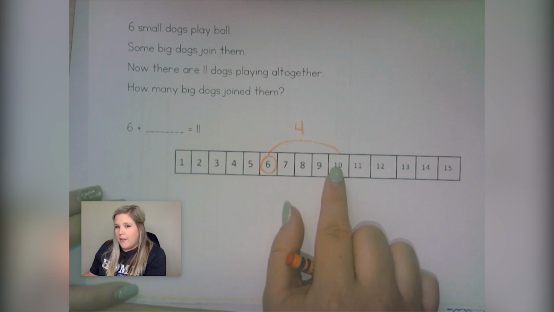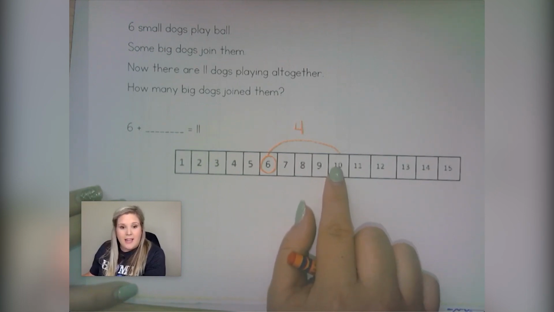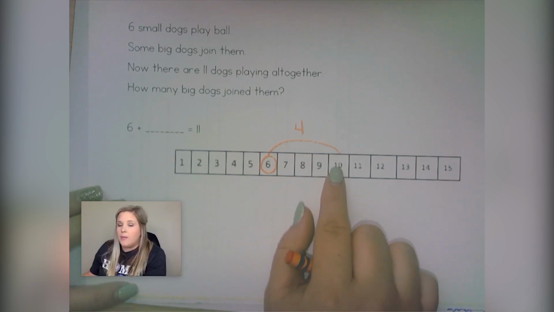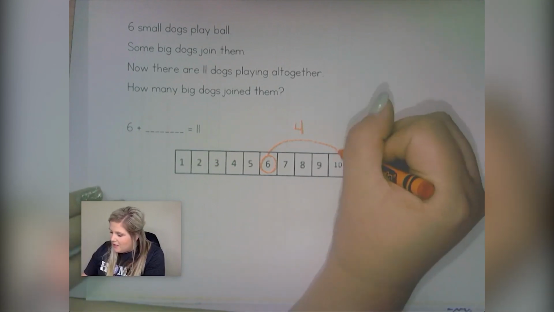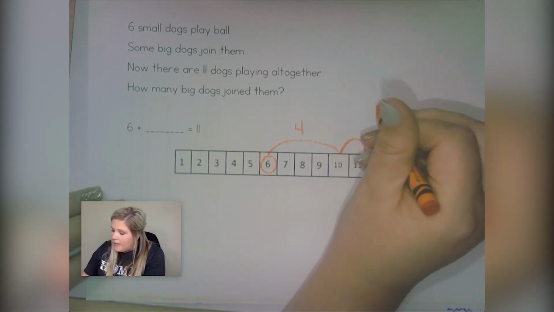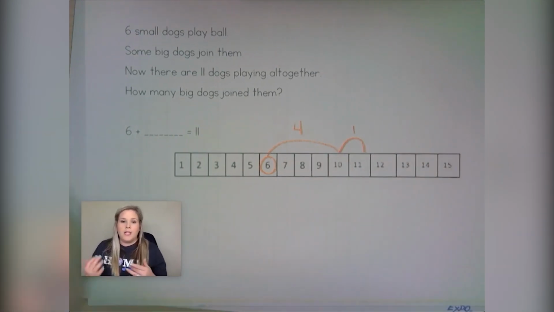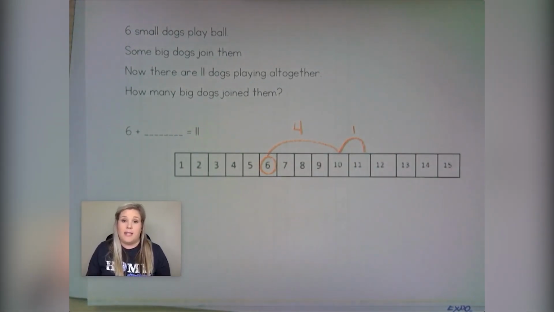Did we stop there though? No, we needed to get to the number 11. So how many more spaces would we hop after that? 1. So it would be like this. 1. And I'm going to label it with the number 1 just to keep track of how many spaces I jumped in between. What's the last thing to do?